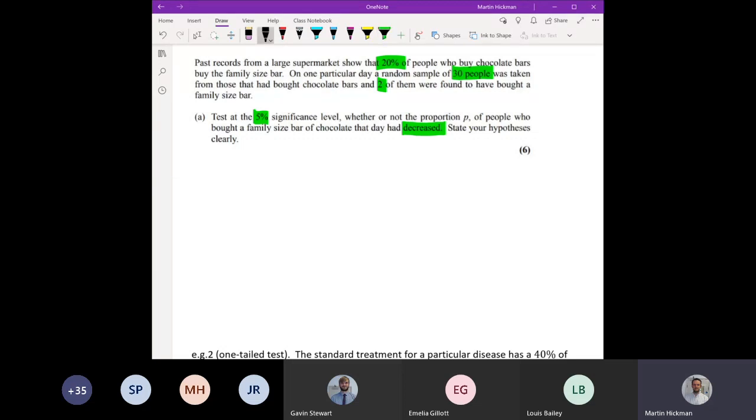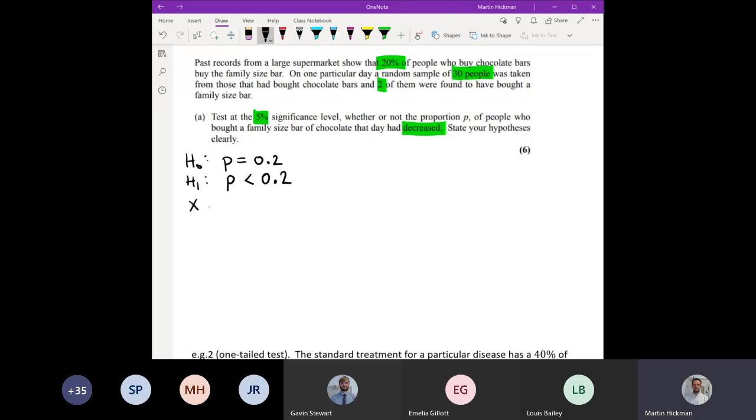State your hypotheses clearly. The first thing we are going to do is write our hypotheses. It's really important that we do this step first. The null hypothesis, from those past records, is that the probability is 0.2. Then the alternative hypothesis: the claim here is that the number of people that bought the family size bar that day had decreased. So we're only looking at change in one direction here, so it would be that the probability is less than 0.2.